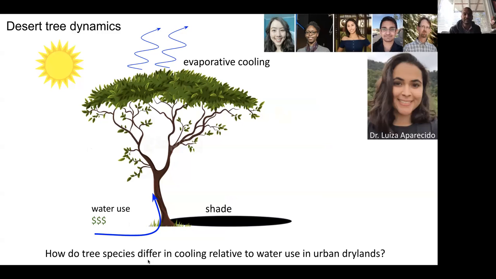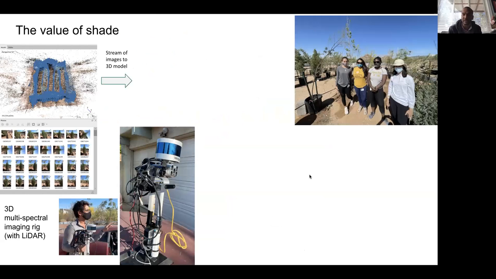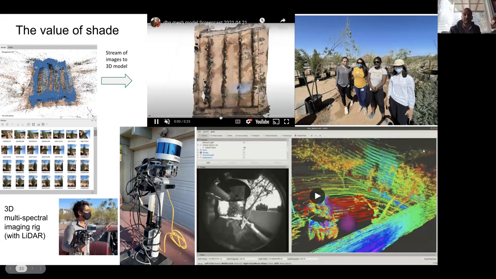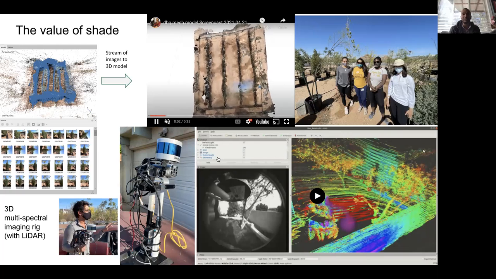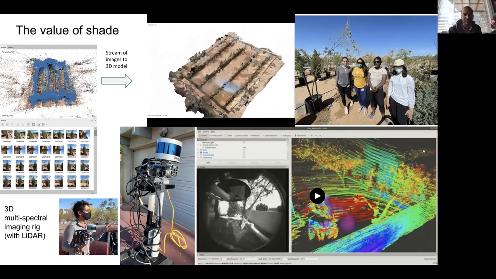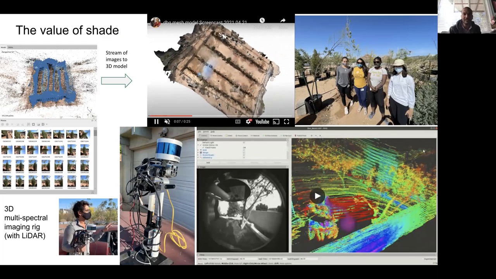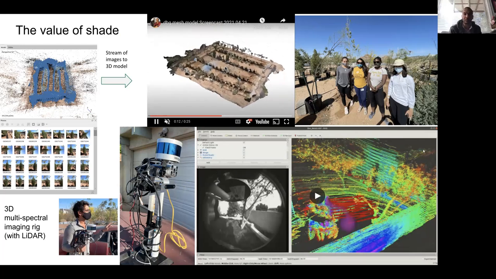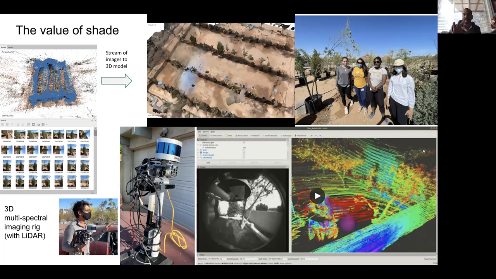So how do tree species differ in cooling relative to water use in urban drylands? That's the question a bunch of us are asking, driven by the ecologists, because there might be more and more drylands as the world heats up a little bit. That's the thought, that we need to understand drylands more and also understand the tools needed to do that, because we might have more to do in the future. A quite a variety of tools are available. You can just move your GoPro or phone around and build digital models fairly quickly, to get, let's say, a general sense of the topology.